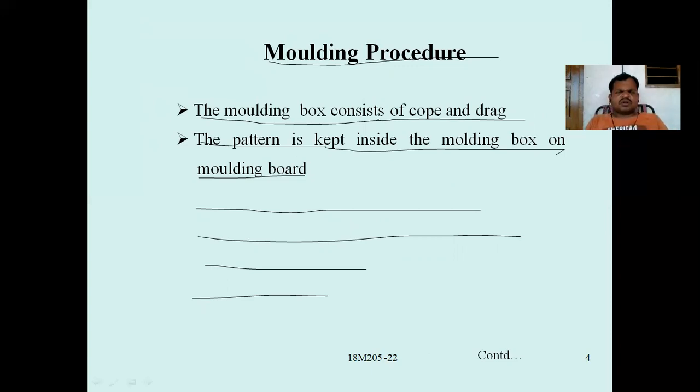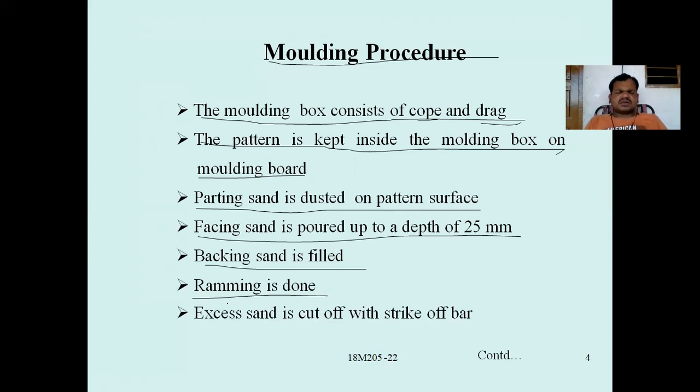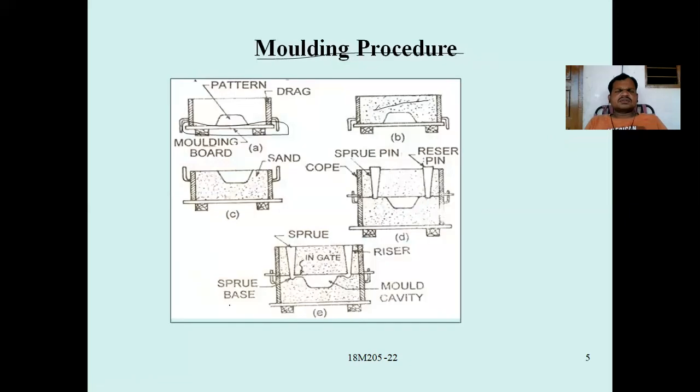The molding box consists of two boxes, called the cope and drag box. The pattern is kept inside the molding box and molding board. Parting sand is dusted on the pattern surfaces, and facing sand is poured up to a depth of 25 mm. Backing sand is filled, and ramming is done. Excess sand is cut off with a strike-off bar.